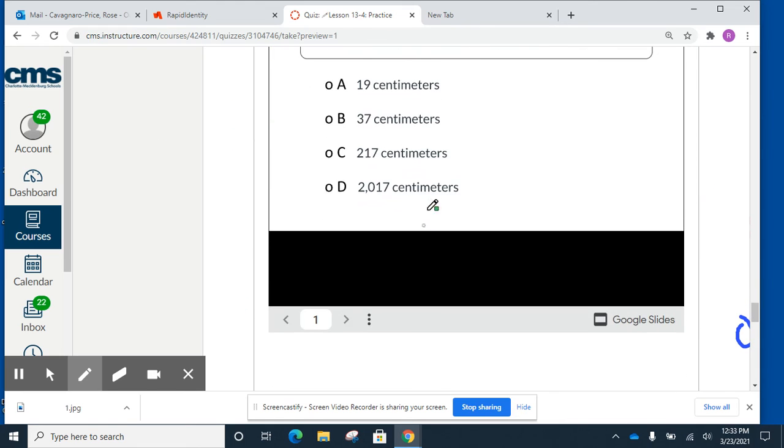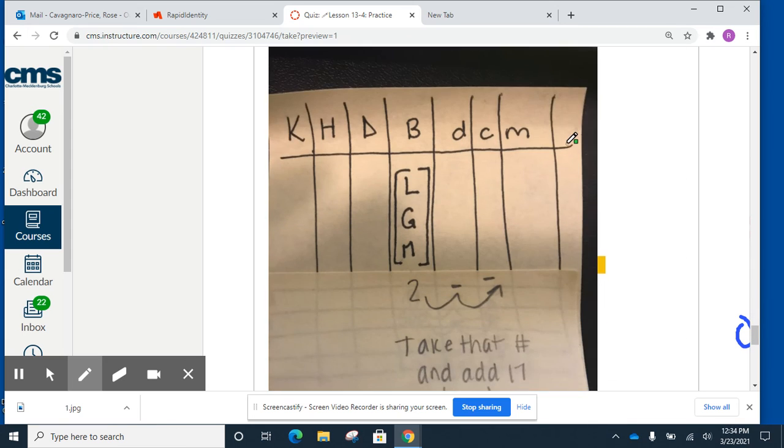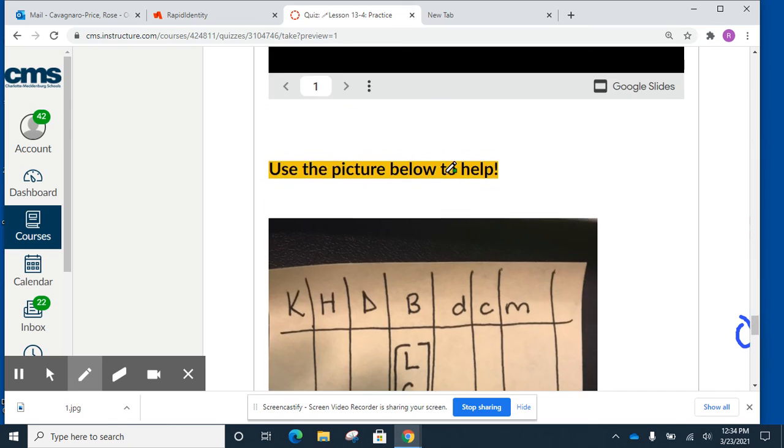Down here, your last one, 2 meters and 17 centimeters equals what? First, you got to figure out what does 2 meters equal?